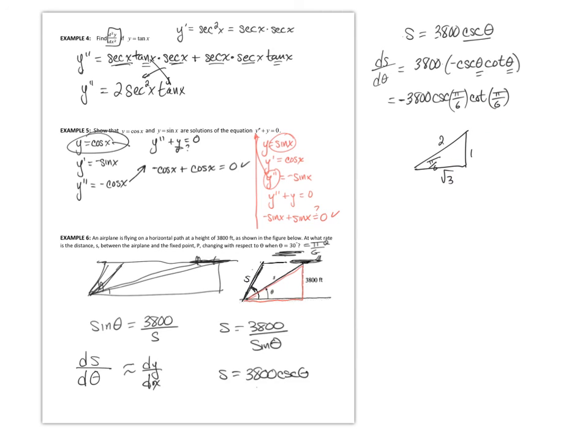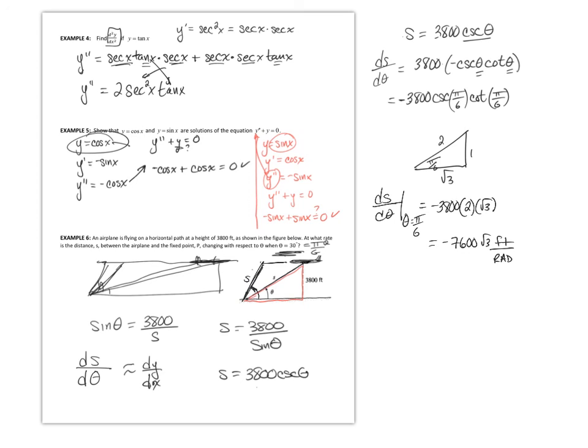So we get some pretty clean numbers here. The rate of change, ds d theta, at the instant when theta is pi over 6 is negative 3800 times the cosecant of pi over 6, which is 2, times the cotangent of pi over 6, which is root 3. The only thing I would do with that without a calculator is say that's negative 7600 root 3. But again, the units would be feet per radian. And there you go, that's the answer, in feet per radian.